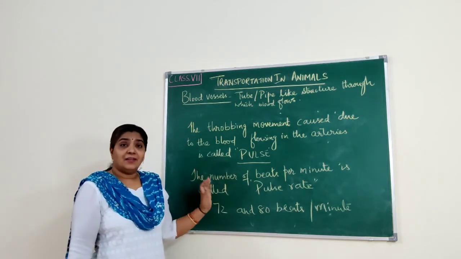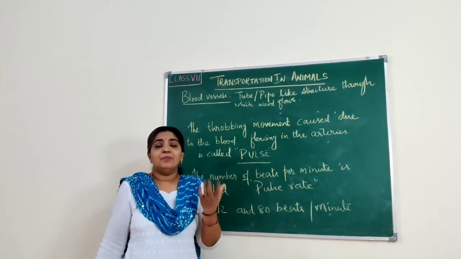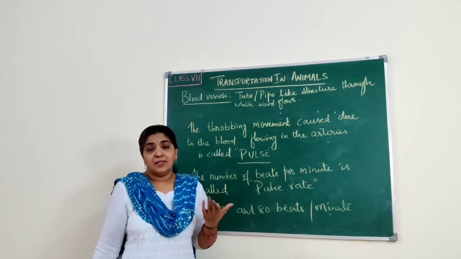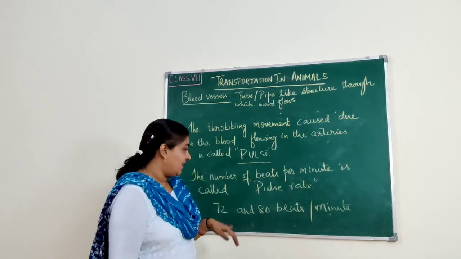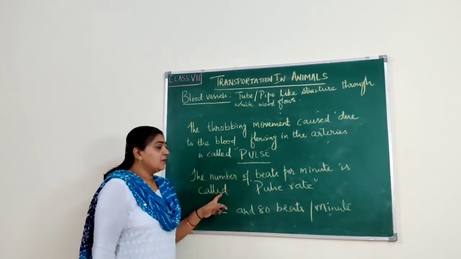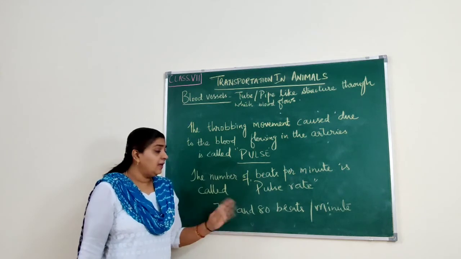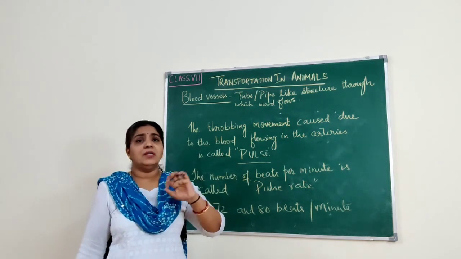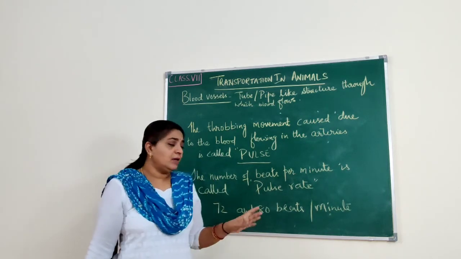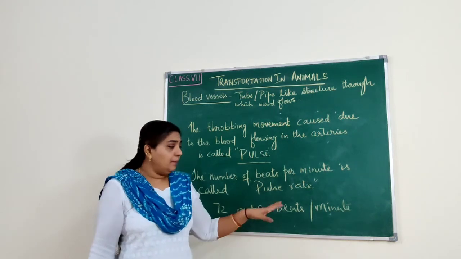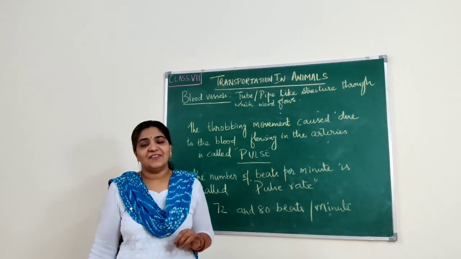The pulse rate is always equal to the heart rate. You know very well, our heart will beat 72 times per minute, right? Always the pulse rate is equal to our heart rate. The number of beats per minute is called pulse rate, which is always between 72 and 80 beats per minute in a person who is resting, okay, who is not involved in any activities or any exercise. That's about pulse. Okay, next we'll be learning about the heart, the structure of the heart and the functioning.